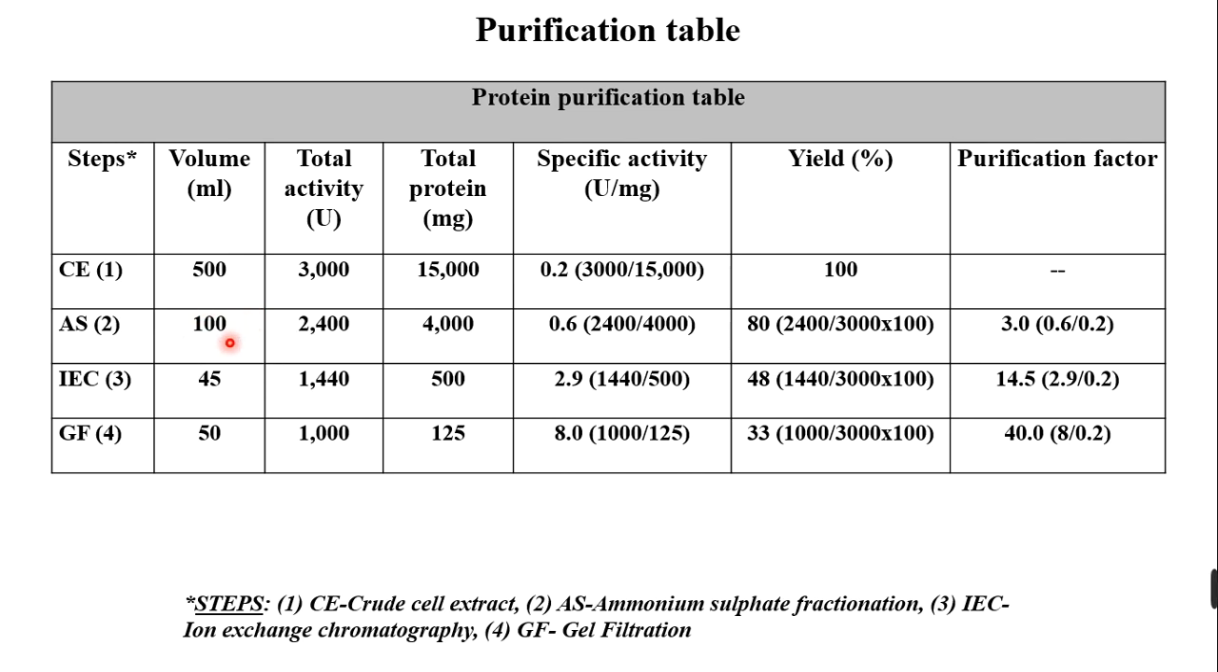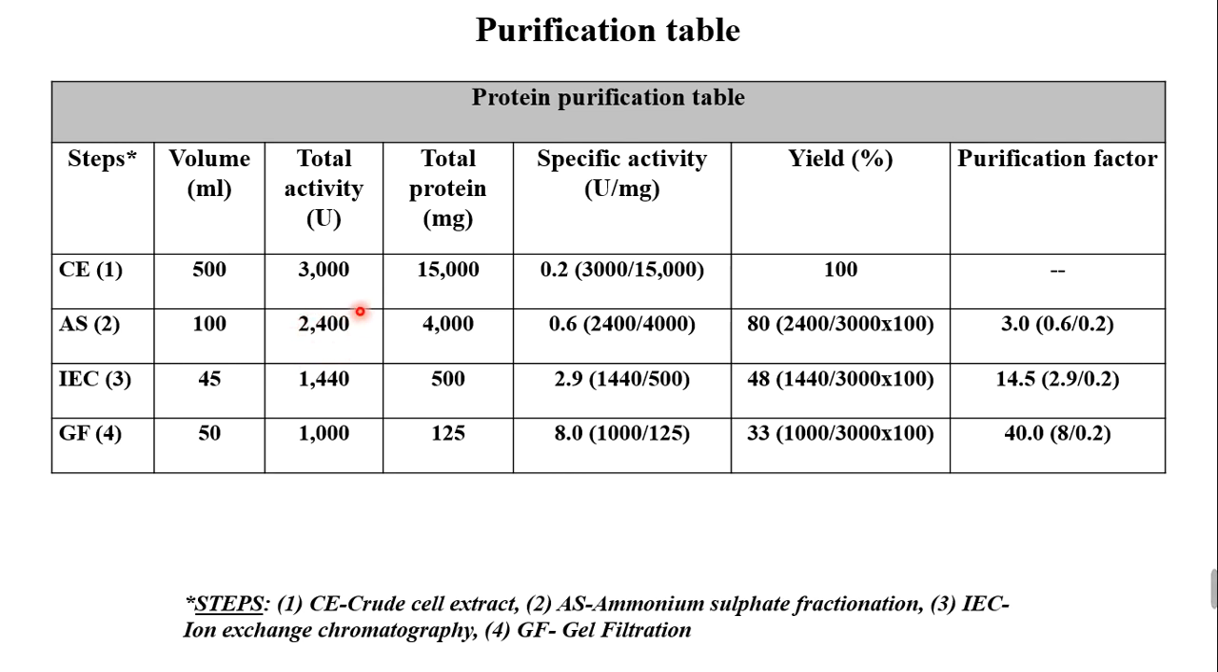In 100 ml, what is the activity? I checked with the enzyme assay, which showed 2400 IU present, and the protein concentration in 100 ml is 4000 milligrams. You can see the drastic decrease in the protein concentration. At the same time, there is not much difference in the enzyme activity.